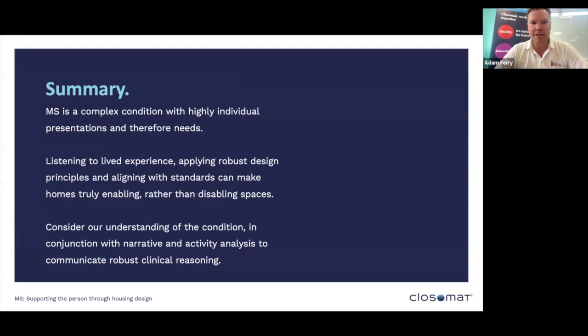So in summary, MS is a complex condition with highly individual presentations and therefore needs. Listening to lived experience, applying robust design principles and aligning with standards can make homes truly enabling rather than disabling spaces. We need to consider our understanding of the condition in conjunction with narrative and activity analysis to communicate robust clinical reasoning.